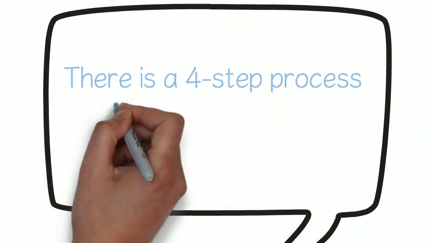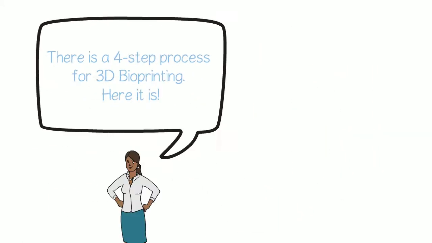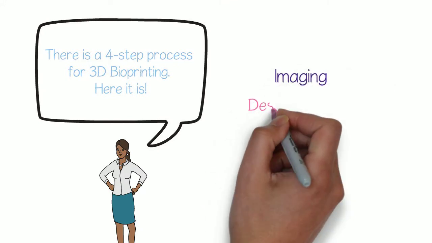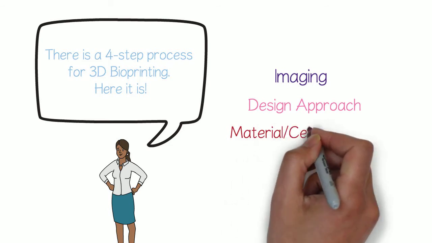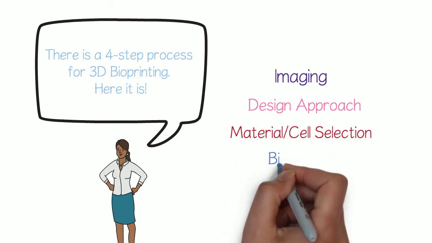In order to understand the overall concept of 3D bioprinting, I will explain a four-step process. Here it is: imaging, design approach, material and cell selection, and finally, bioprinting.